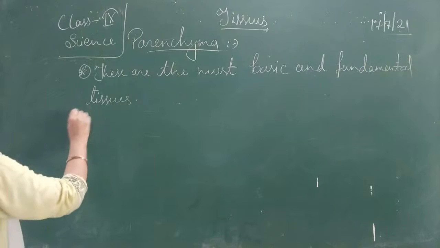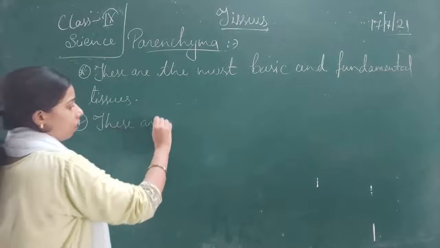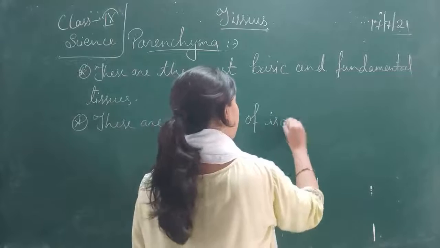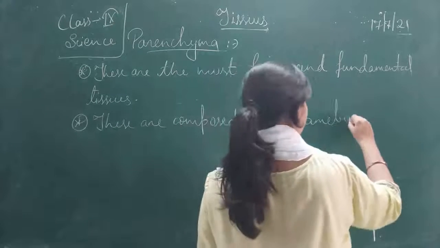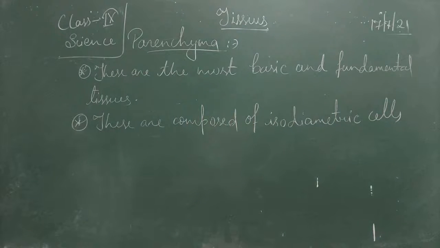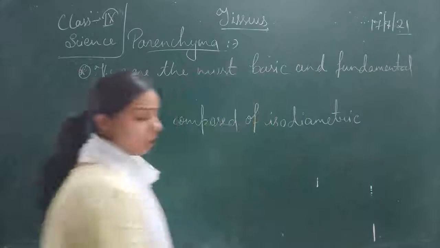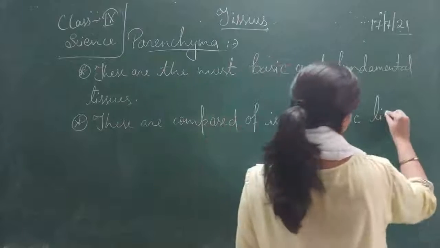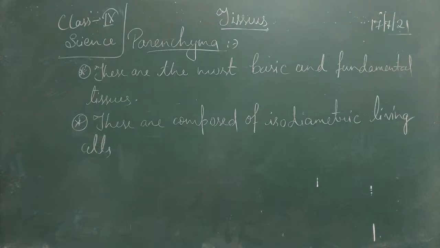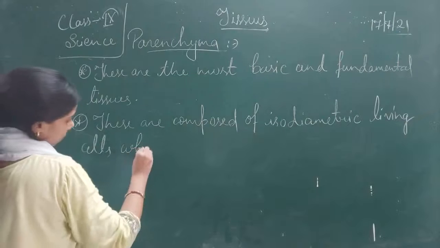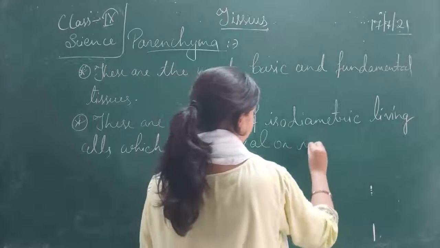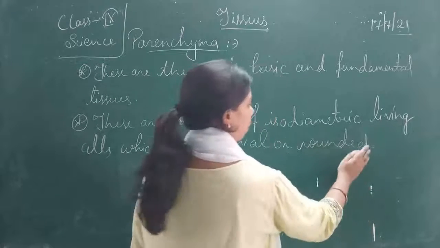So these are composed of isodiametric living cells, which may be oval or rounded.